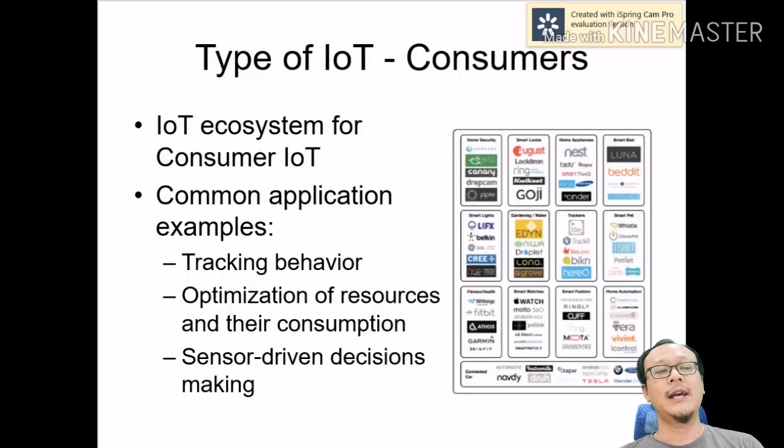Basically there are two types of IoT application. First is for the consumer, and the second is for the enterprise. For the IoT ecosystem for the consumer, example applications are tracking behavior, optimization of resources and their consumption, and sensor-driven decision making. This has been implemented by Nest, Apple, Withings, Fitbit, and others.